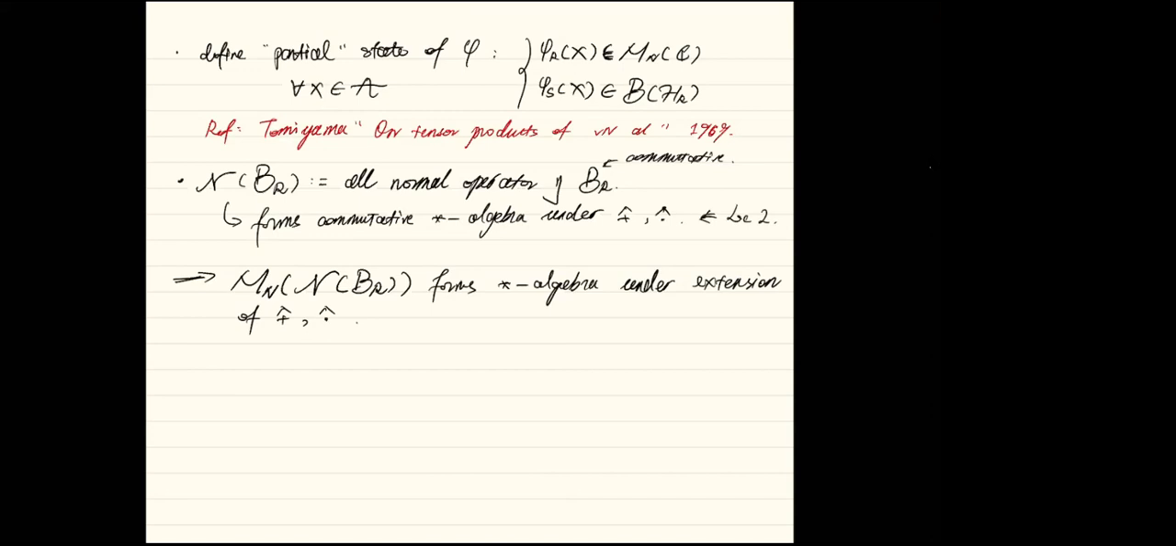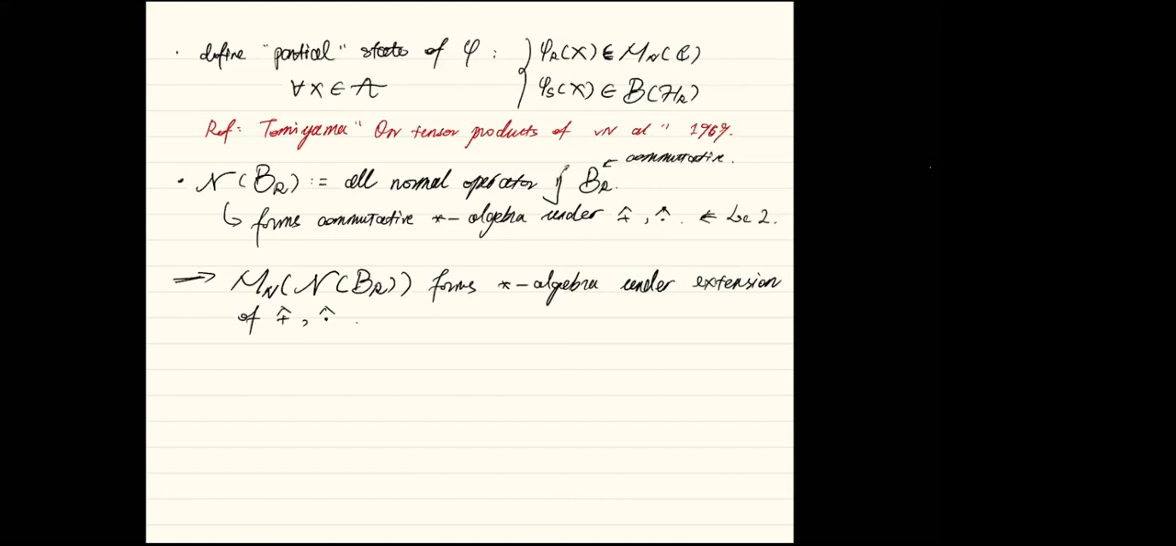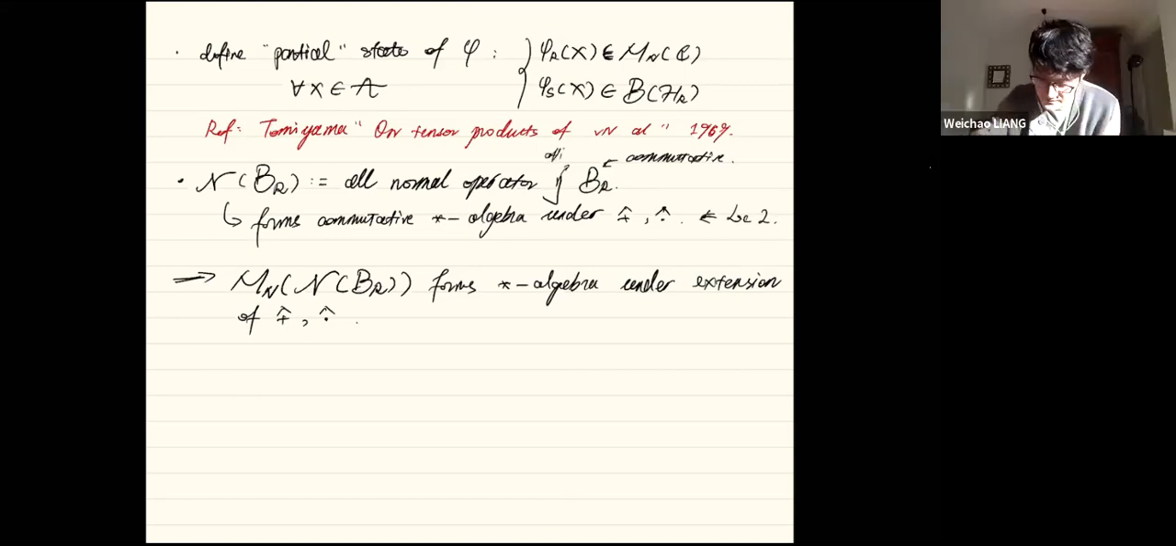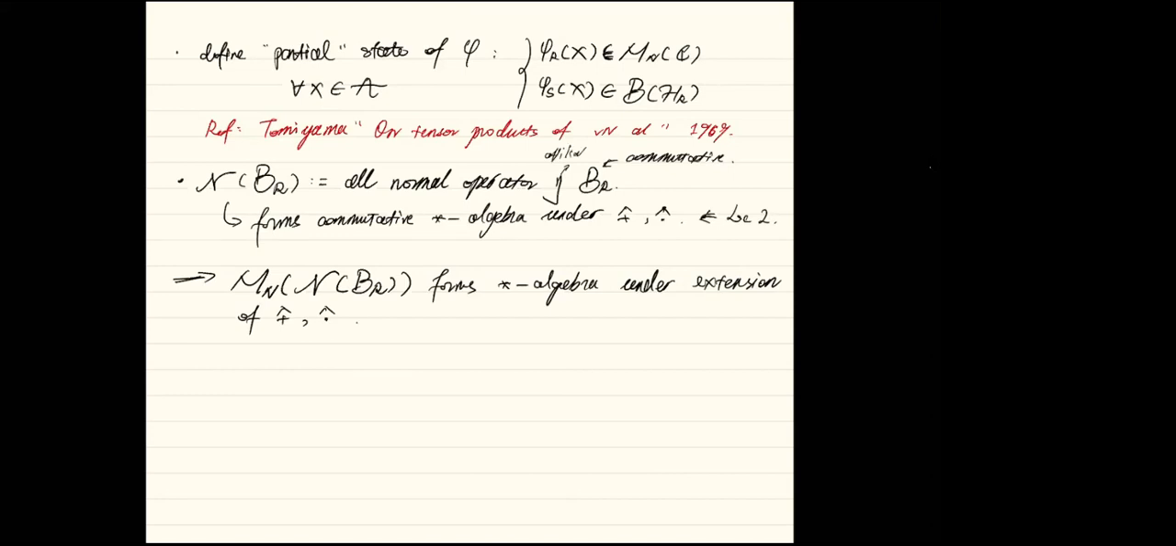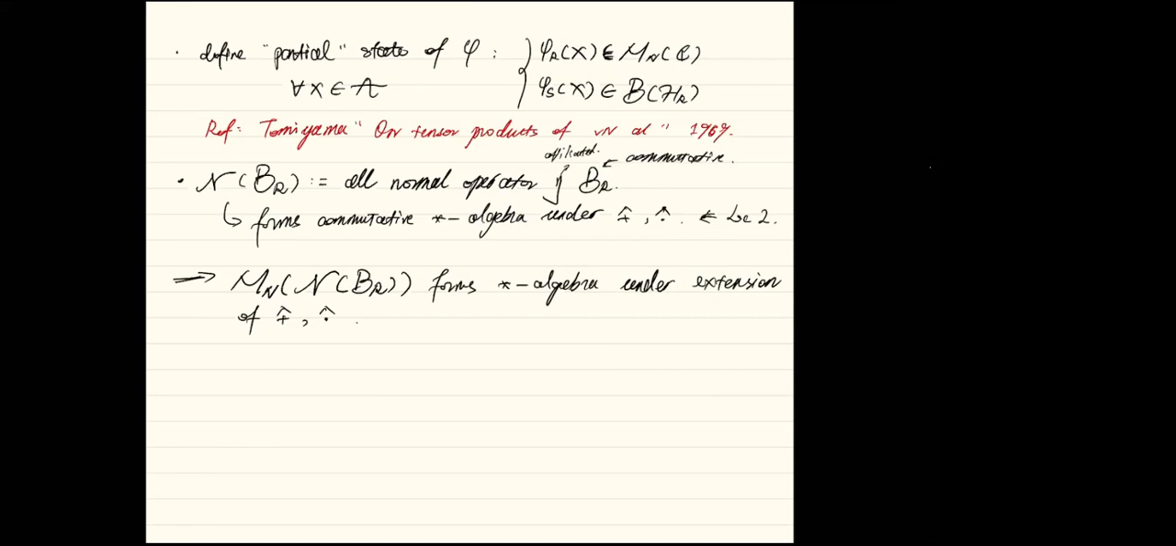Excuse me, when you say all normal operators, what do you mean? Just arbitrary bounded normal operators, or what do you mean here? No, it's not bounded. It's affiliated. So this is a big difference, right? It's unbounded. In fact, what we need is unbounded. This is why I do this generalization.